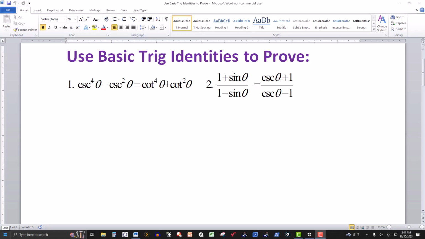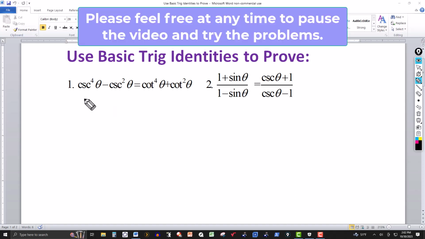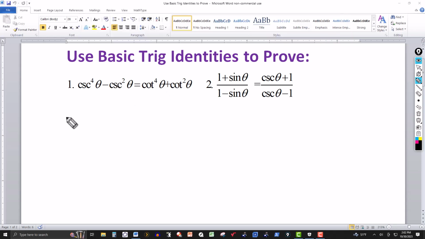In this video, we're going to use some basic trig identities to prove these two identities. These basic identities are sometimes called fundamental identities. So when you prove an identity, you either start with the left side and show how you get the right side, or start with the right side and show how you get the left side. You don't want to start with equality, because otherwise you're assuming that it's already an identity and you're trying to show that or prove it.